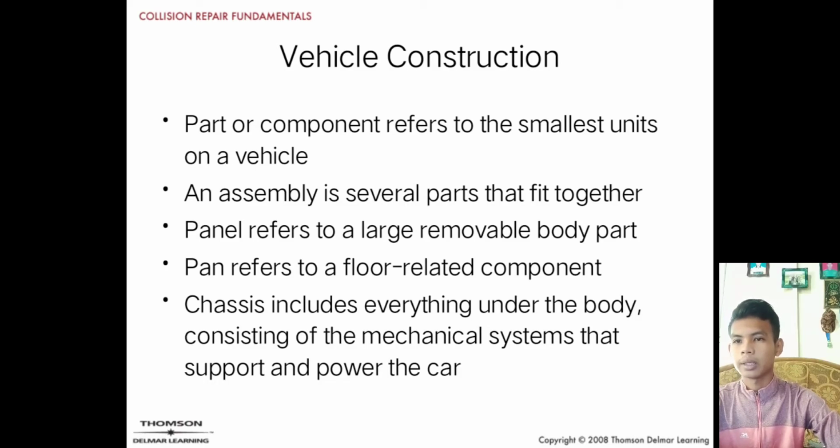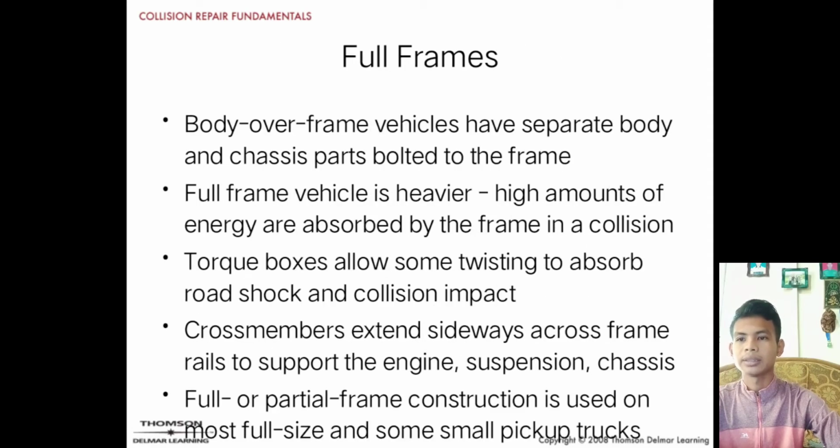Body over frame vehicles have a separate body and chassis, with the body bolted to the frame. A full frame vehicle is heavier. A high amount of energy is absorbed by the frame in a collision. A torque box allows some twisting to absorb shock and collision impact. A cross member extends wide across the frame rails to support the engine. Full or partial frame construction is used on most full-size and small pickup trucks.